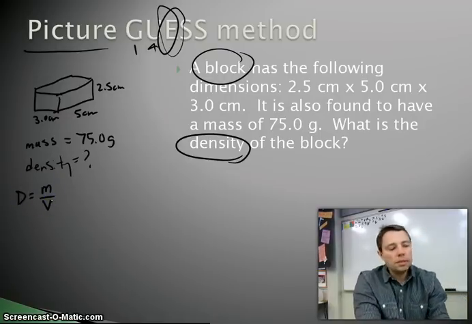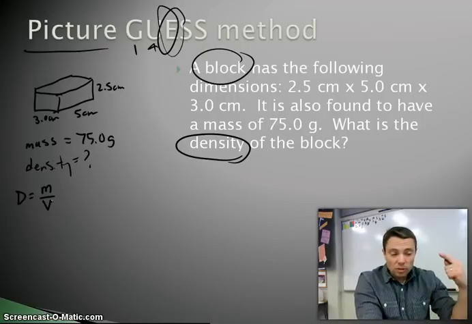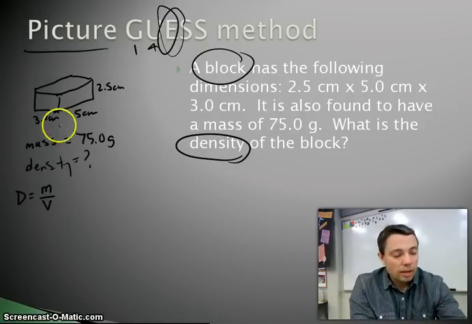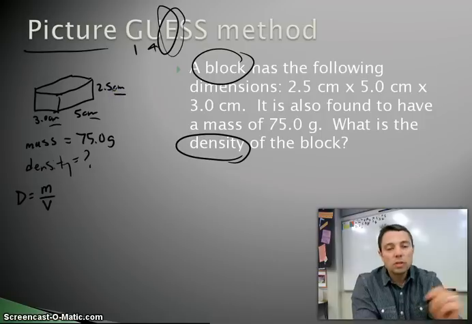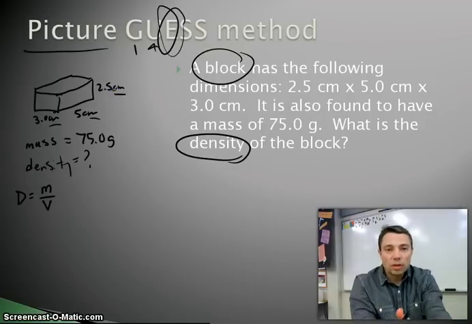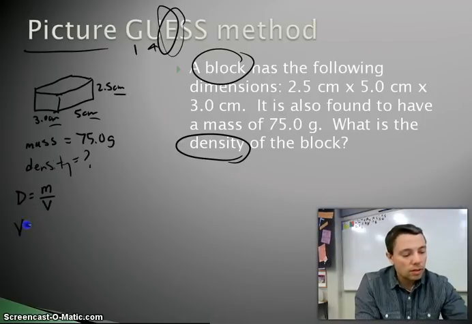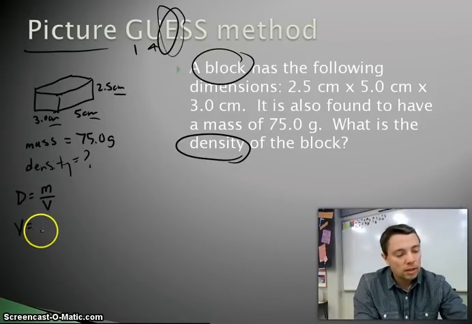They didn't give me the volume, but they gave me the mass. So I have to think in terms of what was given and try to find something I can use. They give me 3 numbers that are all lengths. I know they're lengths based on the units given to me. They were all in centimeters. If I take 3 dimensions and multiply them together, I get the volume. So I can get the volume by taking the length times the width times the height.